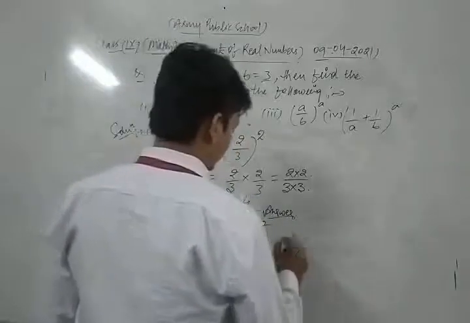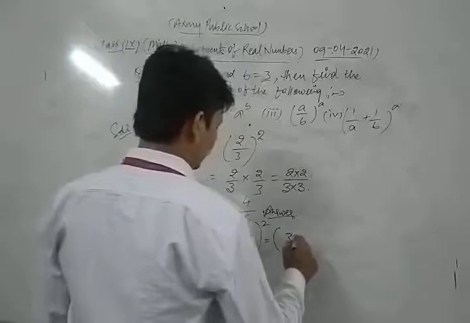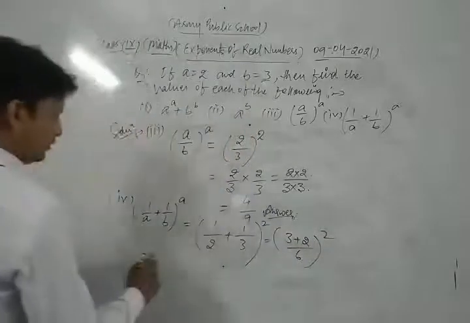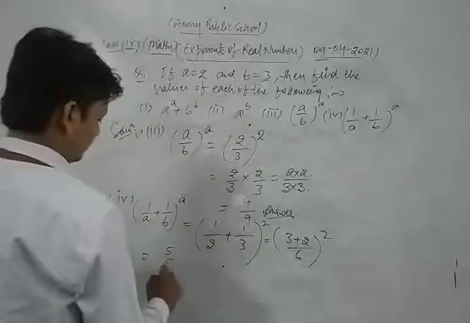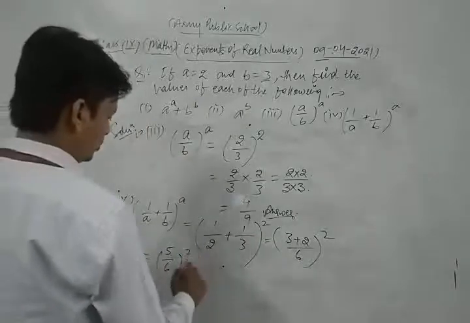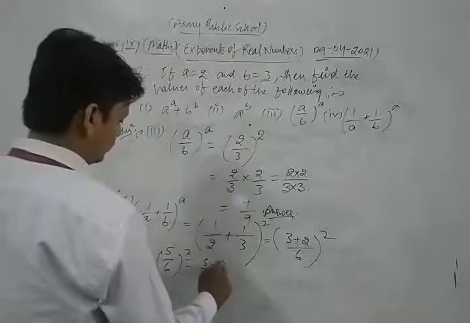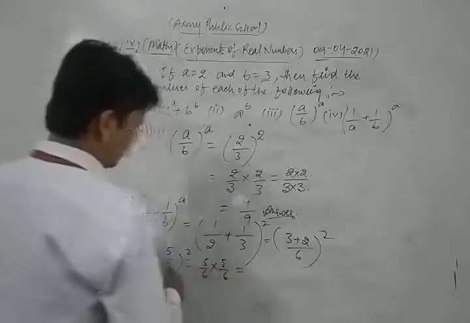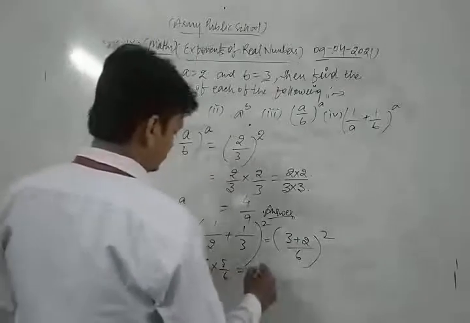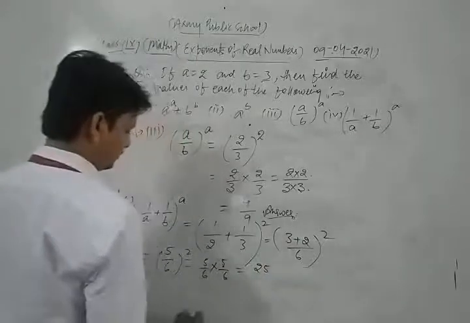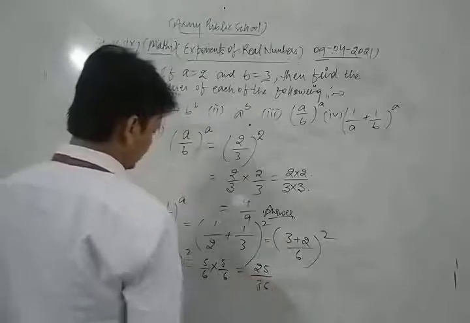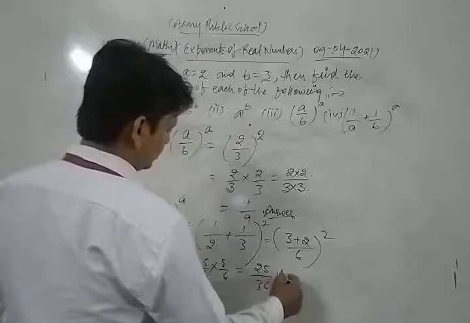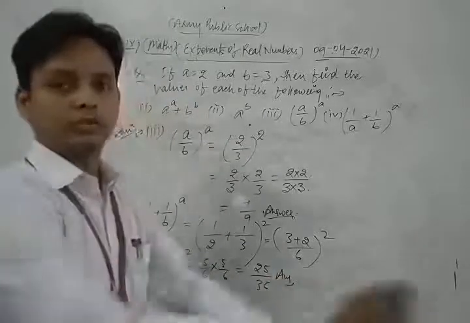3 times 2 is 6. 2 times 3 is 6, 1 times 3 plus 1 times 2, to the whole power 2. So we get 5 upon 6, to the whole power 2. Now 5 by 6 into 5 by 6. Okay, now we multiply them. 5 times 5 is 25, and 6 times 6 is 36. So this is the required solution of the given question.